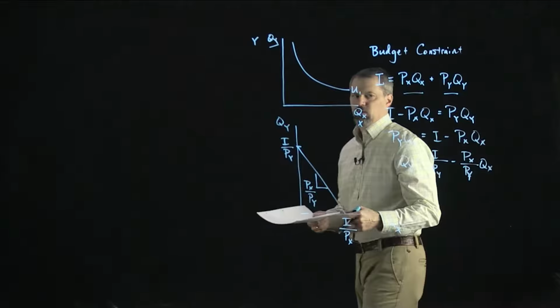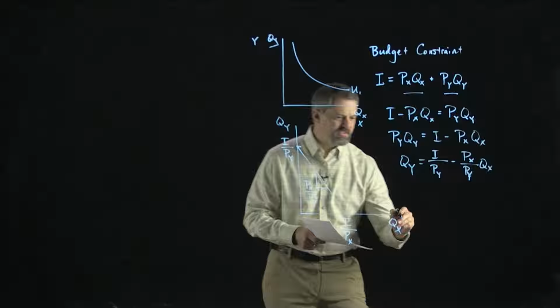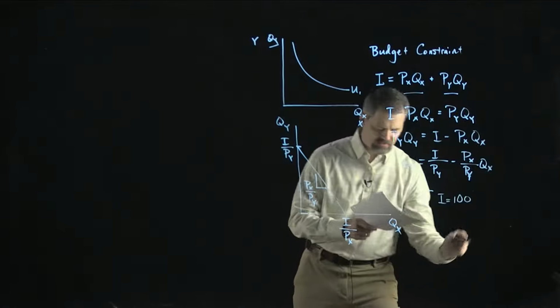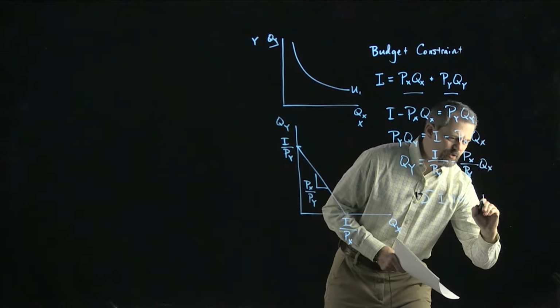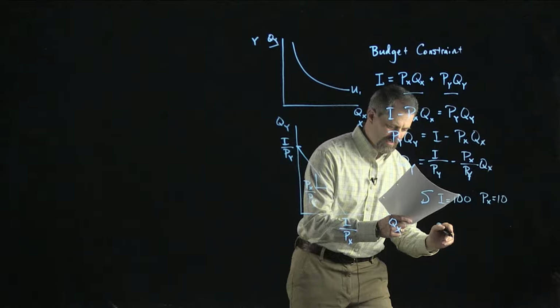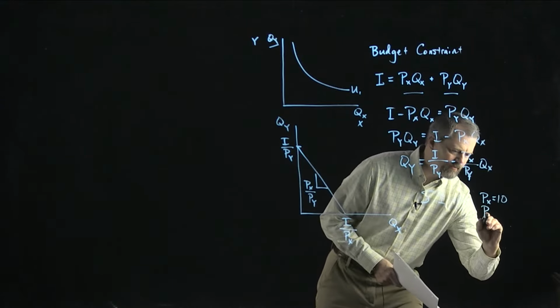Let's just do a quick example. So let's suppose that income is equal to $100. Let's suppose the price of good X is equal to 10 and the price of good Y is equal to 5.